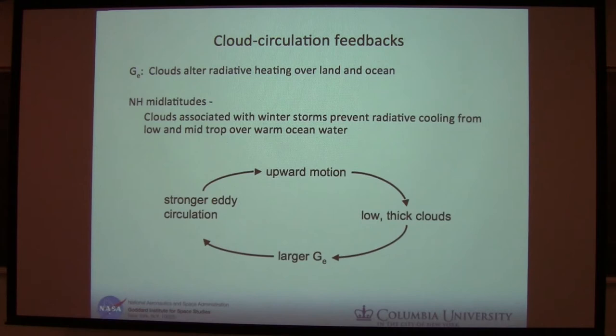Clouds alter radiative heating over the Atlantic Ocean. That's how they mostly affect GE in the northern hemisphere latitudes. Clouds associated with winter storms prevent radiative cooling from the lower and middle troposphere over the warm ocean water. You can make a picture. We have upward motion, but it's not convective motion in the same way as in the tropics. It's slant-wise convection associated with baroclinic motions. It produces low thick clouds. These prevent radiative cooling near the surface, enhancing GE, enhancing the eddy circulation, and so on. So again, we have direct feedback between clouds and the eddy circulation.